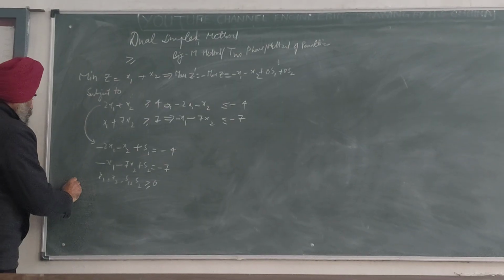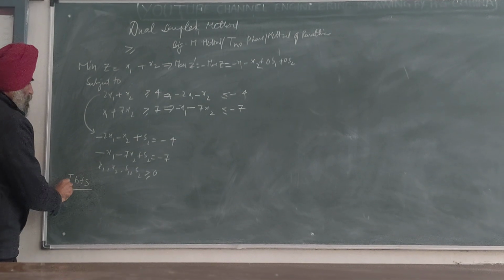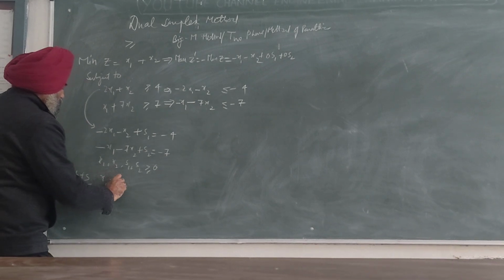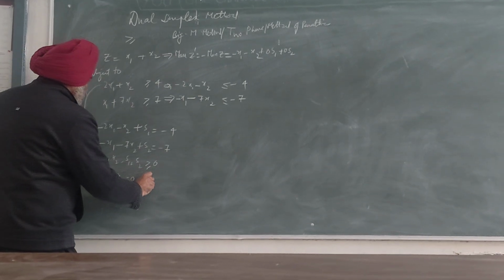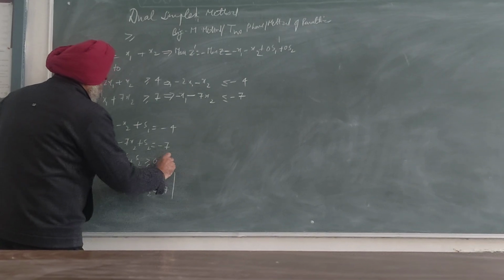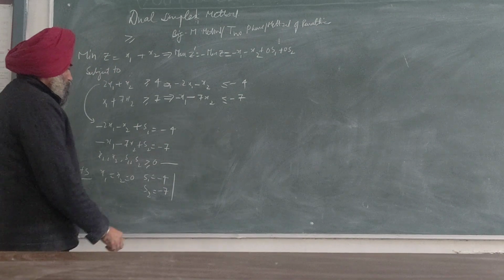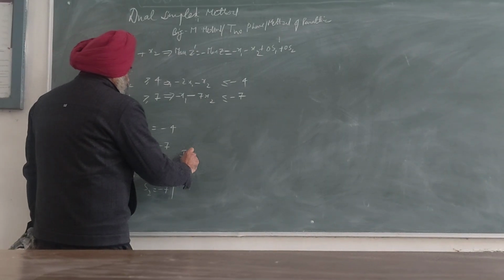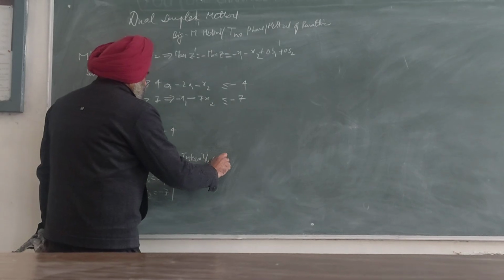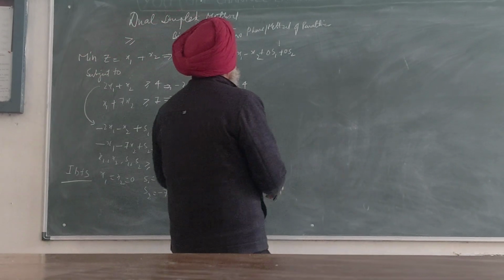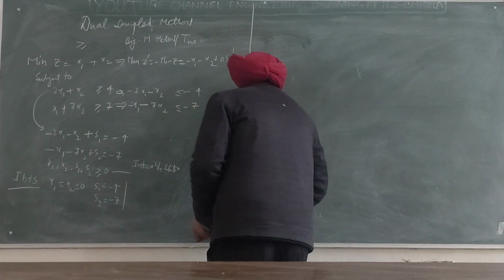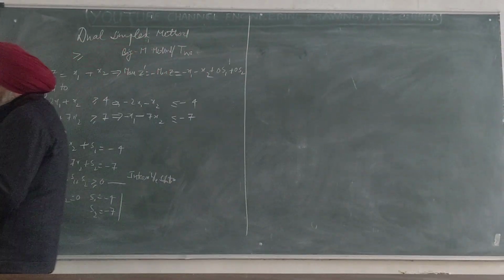Look at here, calculate the IBFS. For calculating the IBFS, x1 is equal to x2 is equal to 0. You will get s1 is minus 4, s2 is minus 7. This does not satisfy the non-negativity condition. So basically this is the infeasible solution. What is the beauty of the dual simplex problem? We'll start from the infeasible solution. Let us start from the infeasible solution. Again, we'll simplify it.